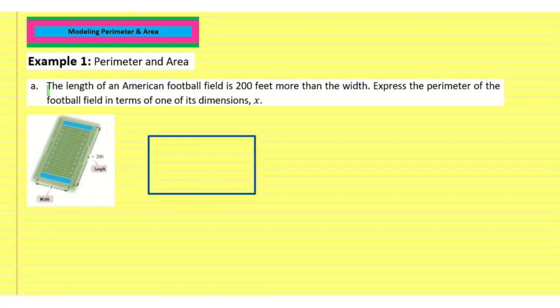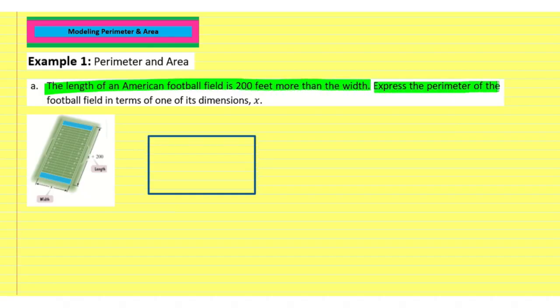Okay, our first example says the length of an American football field is 200 feet more than the width. Express the perimeter of the football field in terms of one of its dimensions, x. Okay, so the bottom line is they want us to find the perimeter of the football field. They also want us to find it in terms of one of the dimensions.